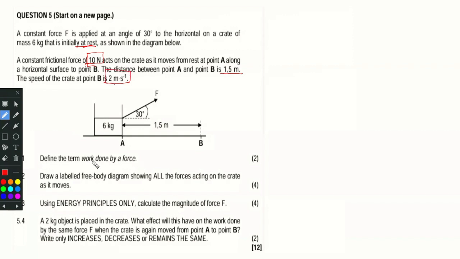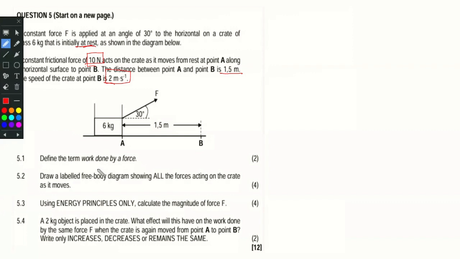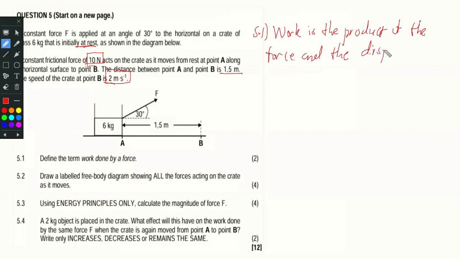Then define the term work done by a force. Now, what is work done? We say work is the product of the force and the displacement of an object, right? So it's the product of the force and the displacement of an object. It's just a multiplication of the force and the displacement of a particular object, right? So that's basically how you would define that one.